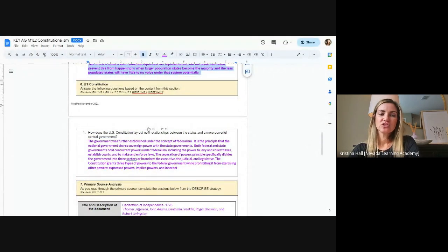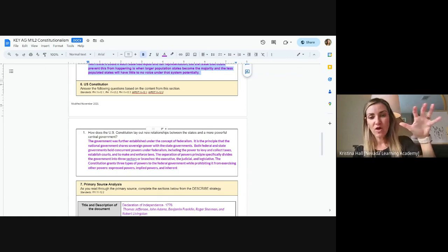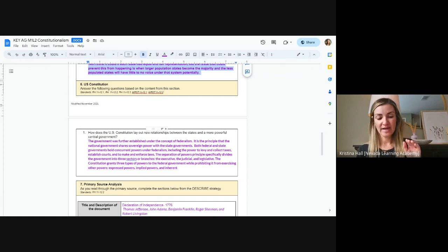How does the U.S. Constitution lay out new relationships between the state and a more powerful central government? So the government was further established under the concept of federalism, so that the states have power, but it all needs to center around, when you hear the term federalism, it just means you're pro-federal government or centralized government. So it's the principle that the national government shares sovereign power with the states. Okay, both state and federal are going to govern concurrently, which means at the same time, but federal law will supersede states. So that means that if the states have a law that contradicts the federal law, the federal law will overstep that.